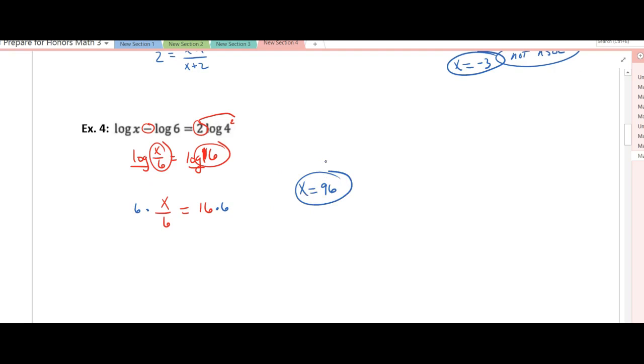So with these, you're working backwards using the properties first, and then what you know and how you know how to solve these logarithm equations. Go ahead, try the homework, and let me know if you have any questions.